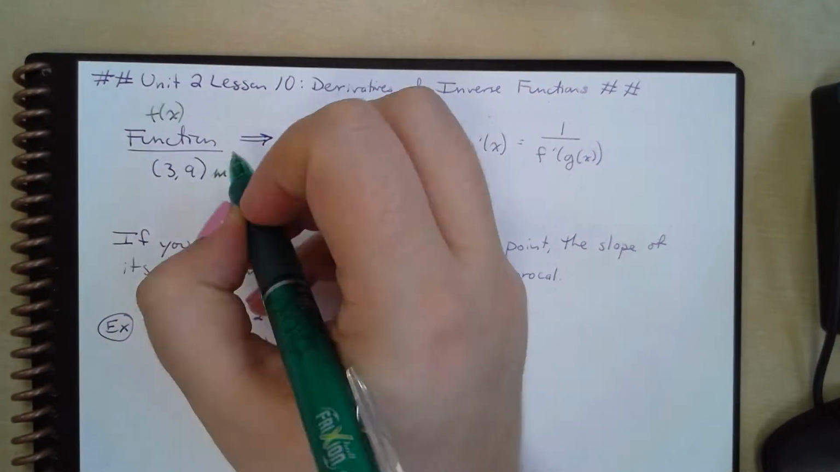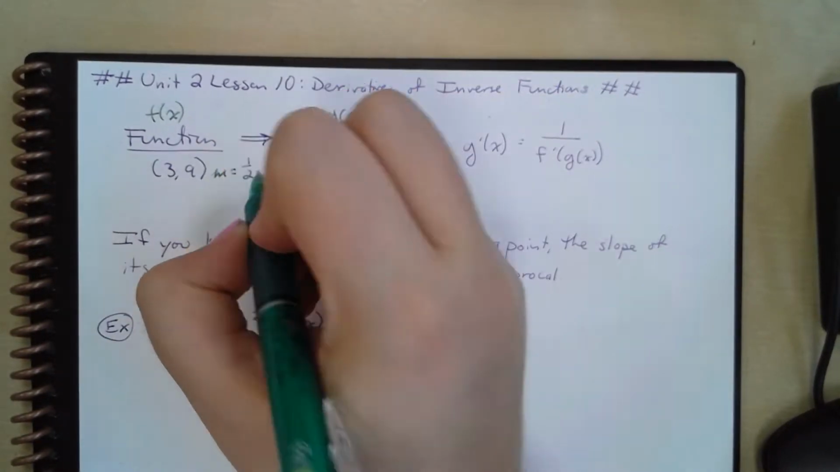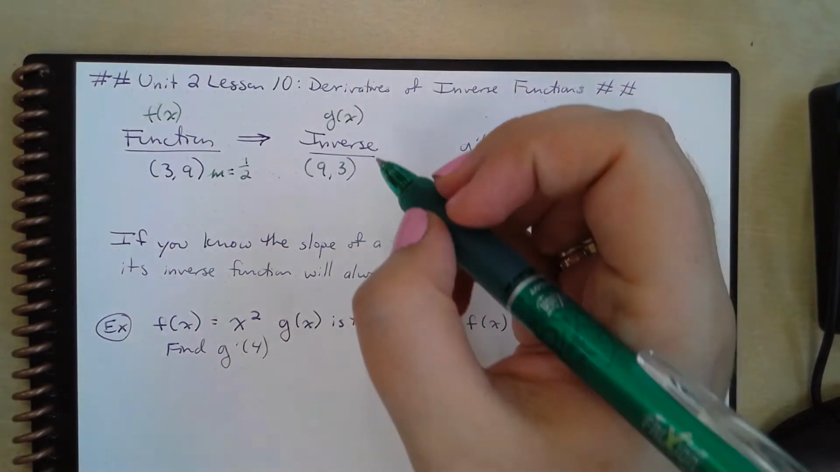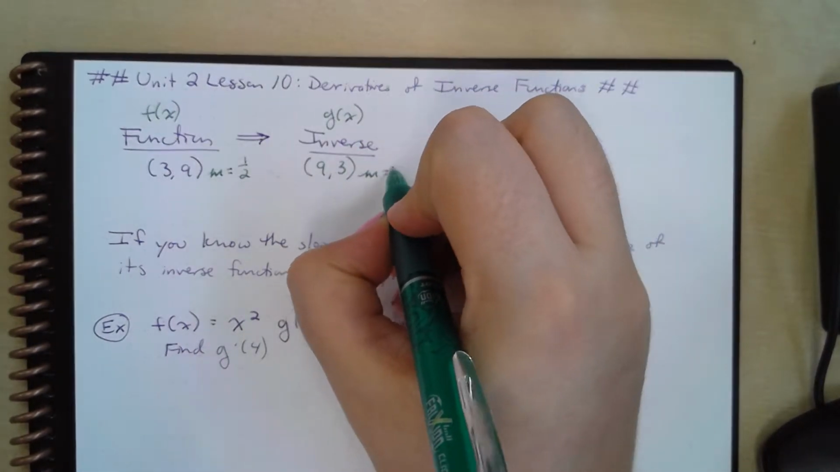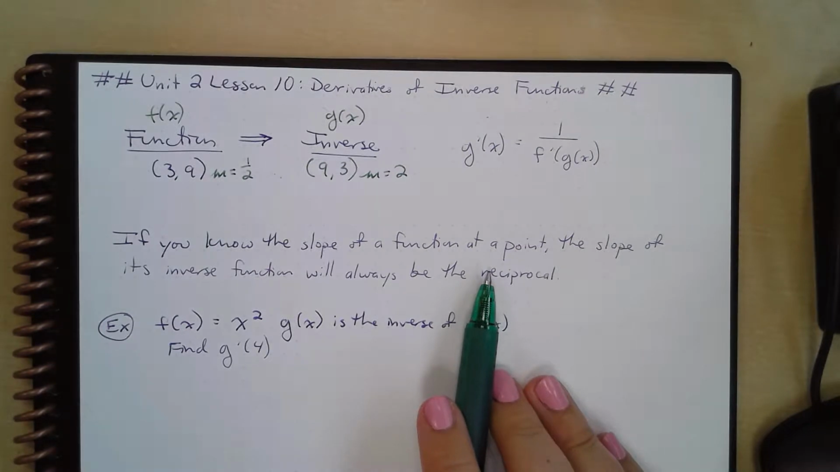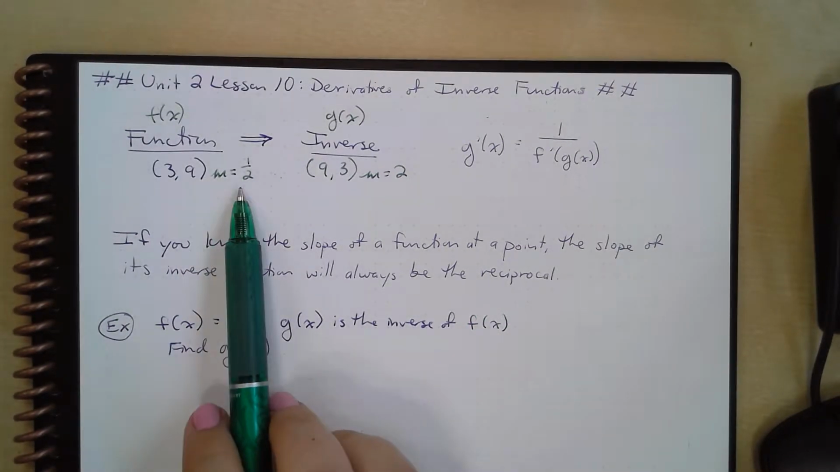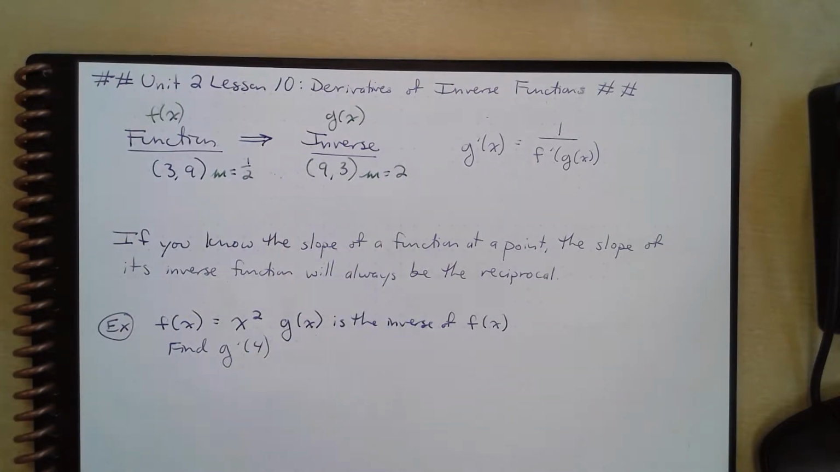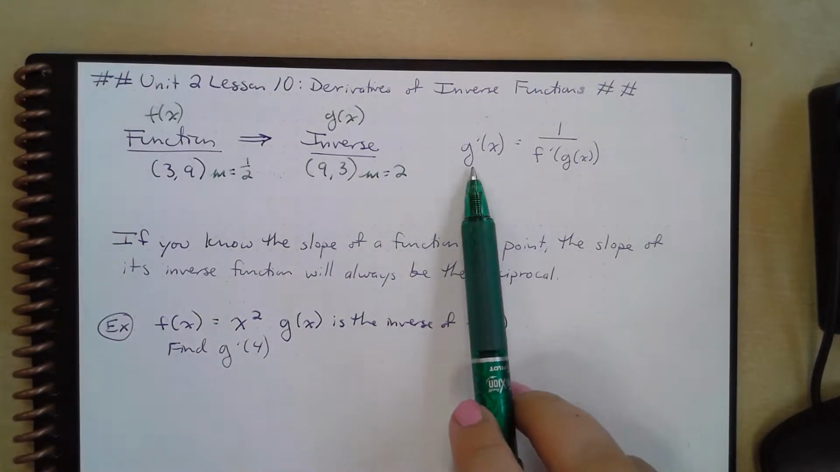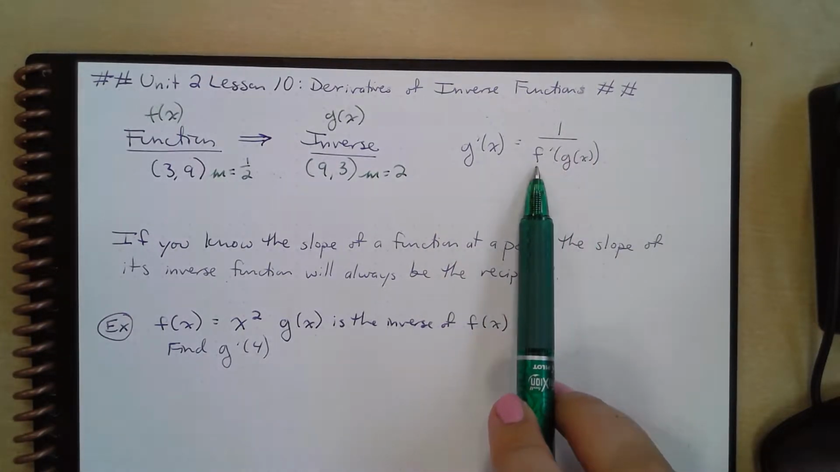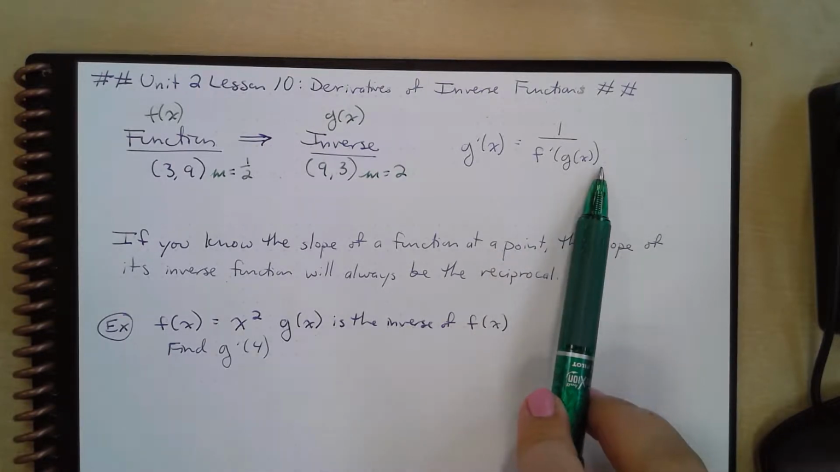And actually, if we talk about these functions, let's say that the slope at the point (3, 9) is equal to 1/2. Well, the slope of the inverse function at the corresponding point (9, 3) is just going to be 2. So if you know the slope of a function at a point, the slope of its inverse function will always be the reciprocal. And you can see that 1/2 is the reciprocal of 2 and vice versa. Another way to write this is that the derivative of the inverse g is equal to 1 over the derivative of f at the inverse g.